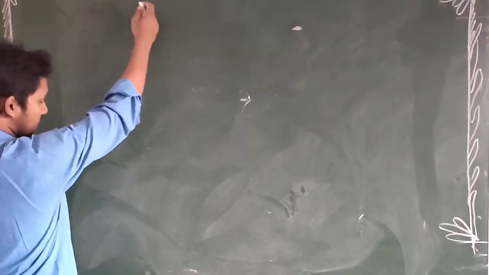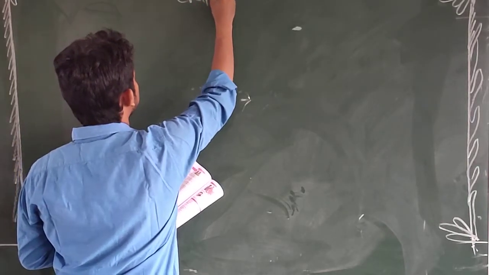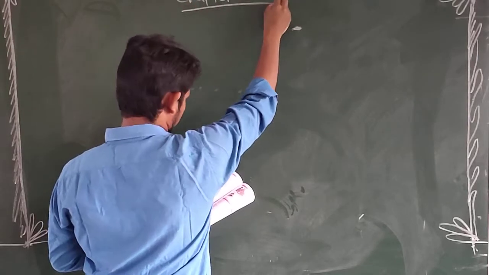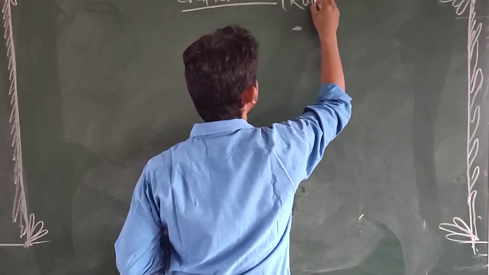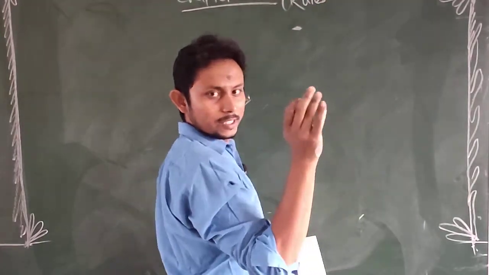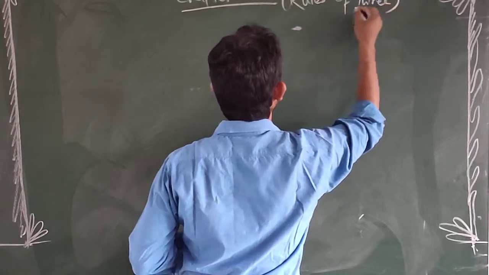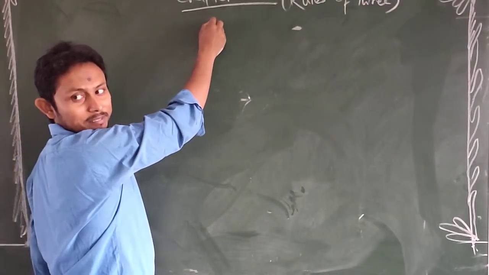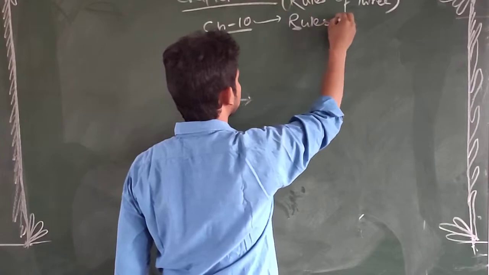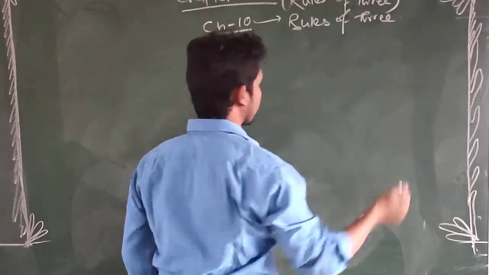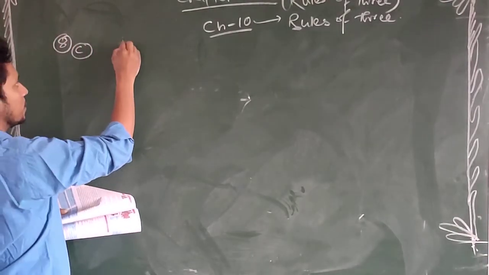Okay, starting. It is chapter 10, and this chapter is rules of 3. Is this visible to the camera now? It is not visible. Leave it. Rules of 3. Okay, so now here it is visible maybe. Chapter 10 and rules of 3. Now look at the 8C and page number 100.